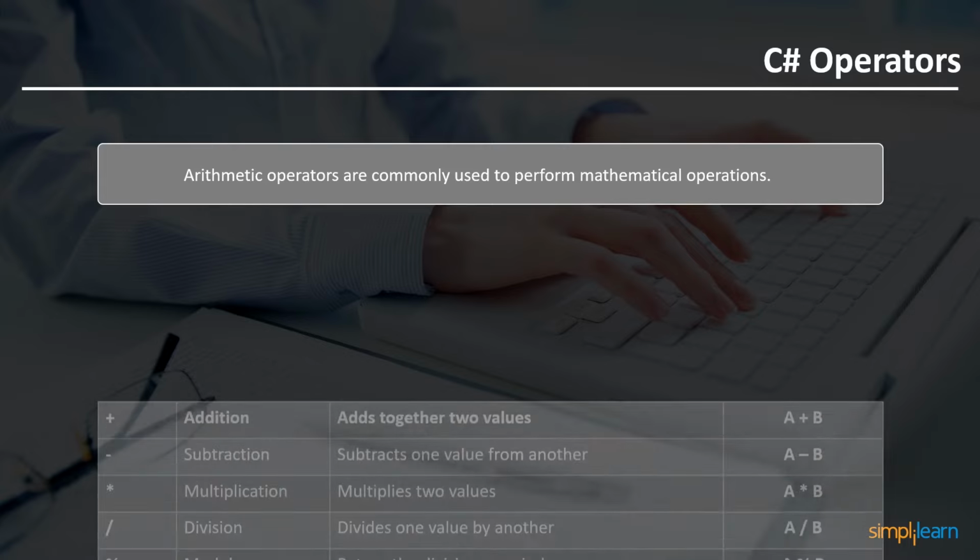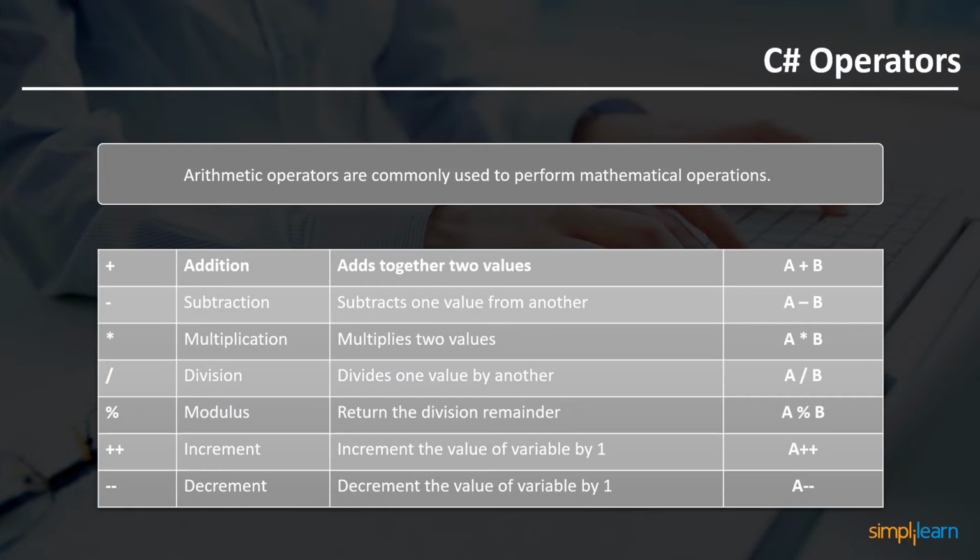We will go through each one of these in detail, beginning with the arithmetic operators. First we have the addition arithmetic operator, which adds values together. Then there is the subtraction operator, which takes one value and subtracts it from another. Following that we have the multiplication operator, which multiplies 2 values. Following that we have the division operator, which divides one value by another. Next we have the modulus operator, which returns the remainder of the division. Following that we have the increment and decrement operators, where increment increases a value by 1 and decrement decreases a value by 1.